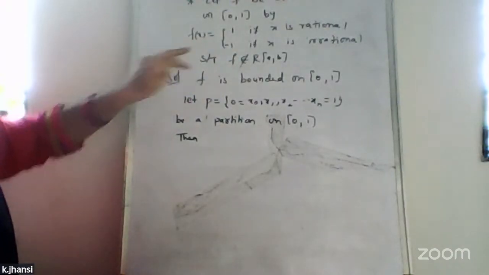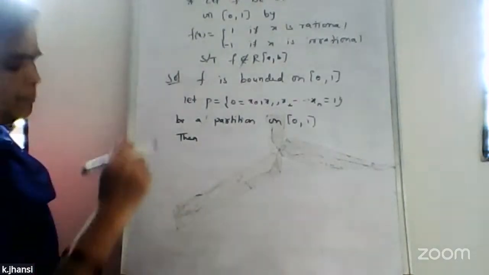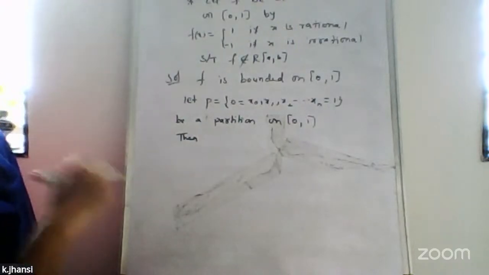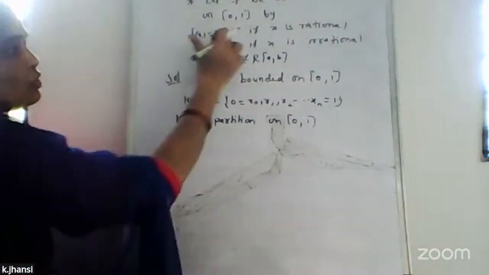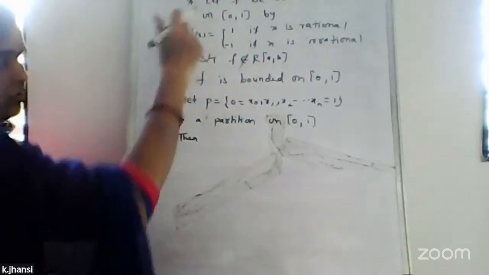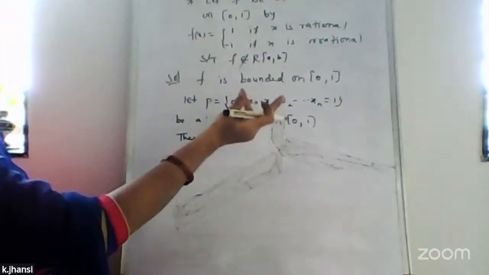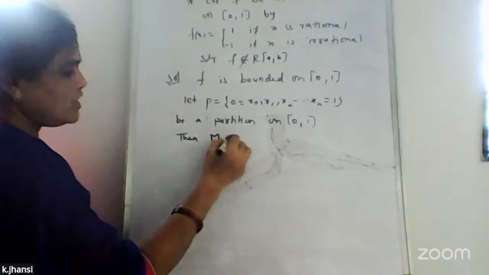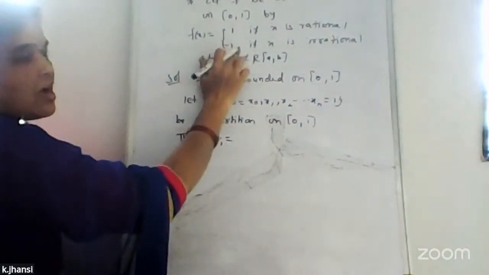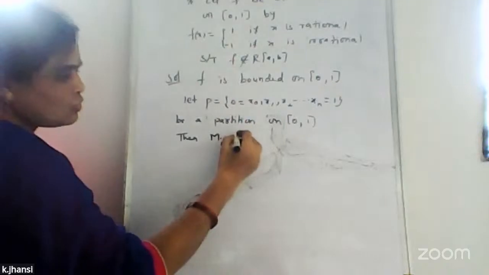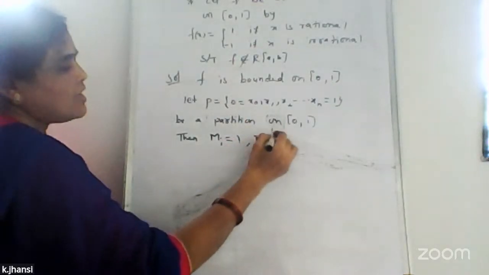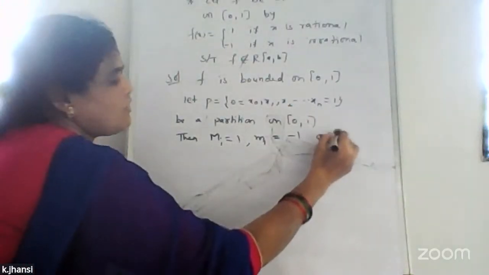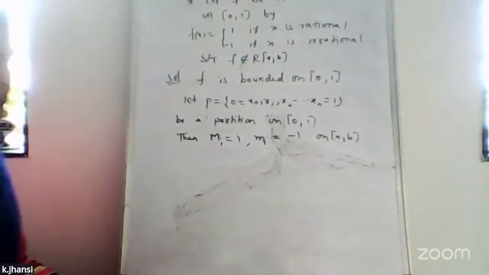So here, whatever the elements are, there is a capital M and also a small m. Capital M is the supremum and small m is the infimum. These two are the values taken by the function f, one for when it is rational and one for when it is irrational. So the supremum, the highest value in 1 comma minus 1, is 1, and the infimum is minus 1 on the closed interval a comma b. First thing you have to do.